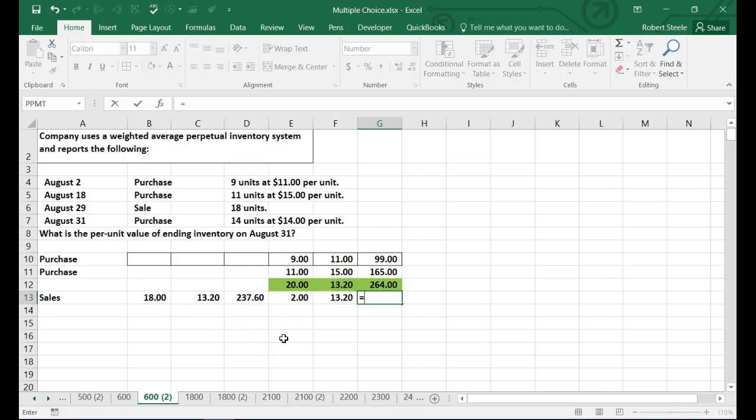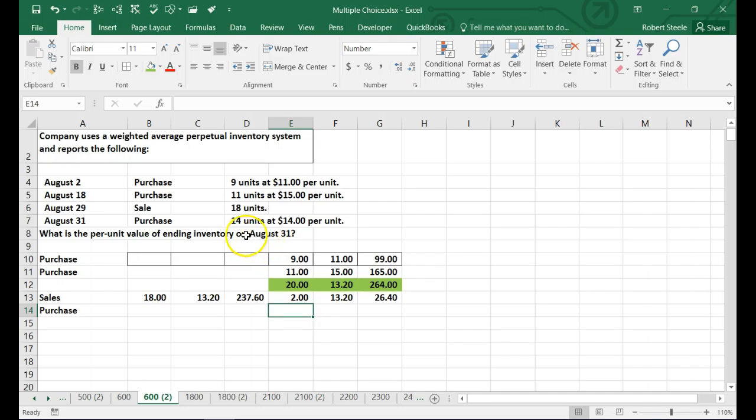And so we're going to say what's left on the balance sheet? 2 times 13.2. Okay, so then we got one more. So this is what's on the balance sheet at this point in time. Then we got one more purchase that happens. So we purchase, and we don't need anything in these columns. We're going to go over here.